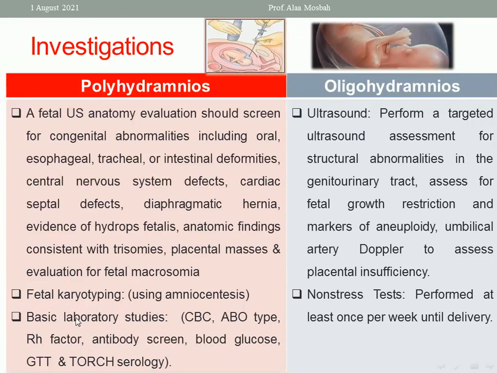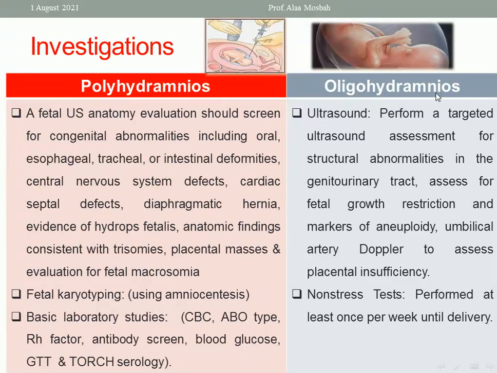Also, we can do fetal karyotyping by doing amniocentesis, as in this picture. Basic laboratory studies include CBC, ABO blood group and the Rh factor, antibody screen, glucose tolerance test, and toxoplasma, rubella, cytomegalovirus, and herpes simplex serology tests.